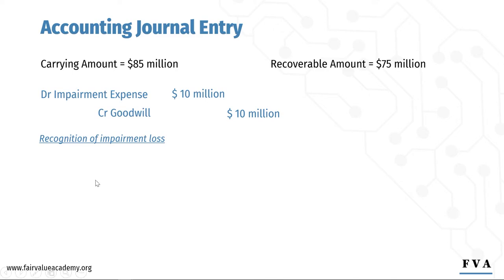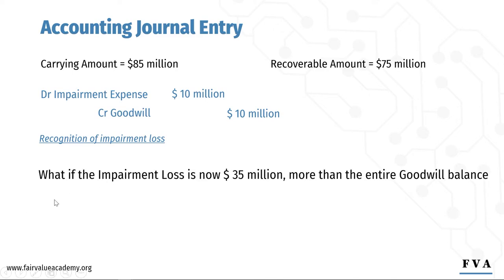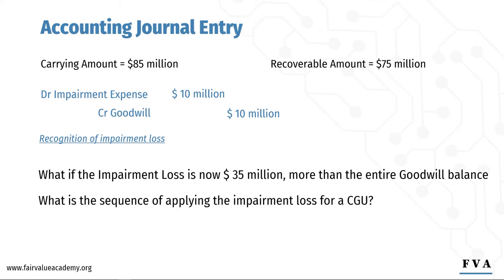However, what if the impairment loss is 35 million, more than the entire goodwill balance? What is the sequence of applying the impairment loss to a CGU? Let me illustrate using a simple example.